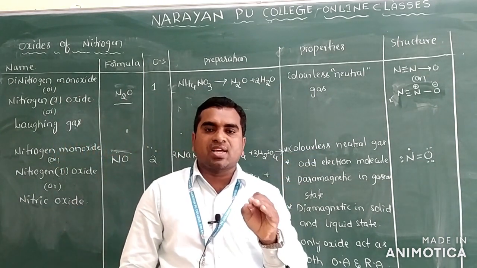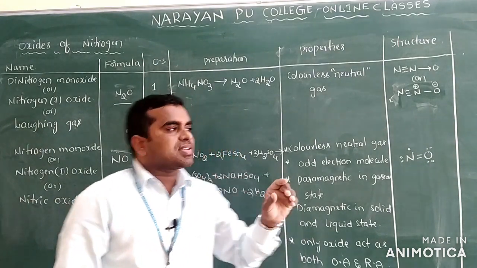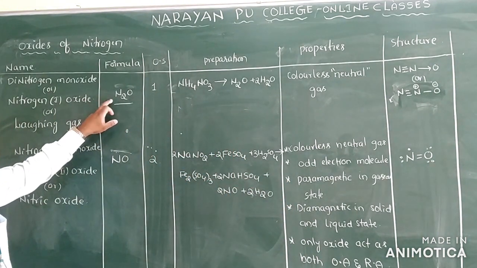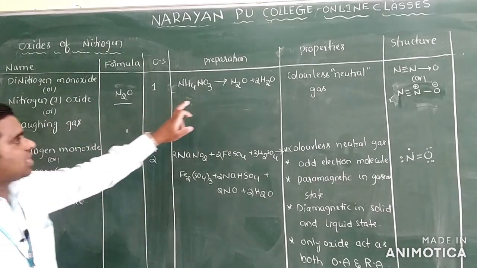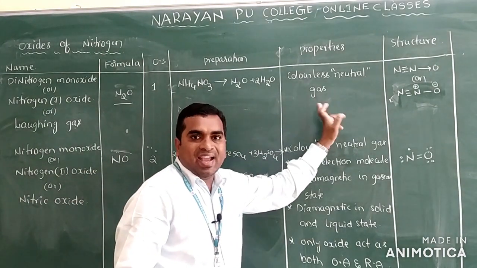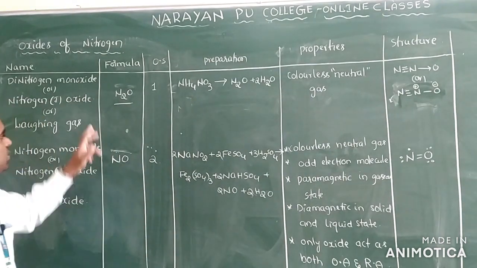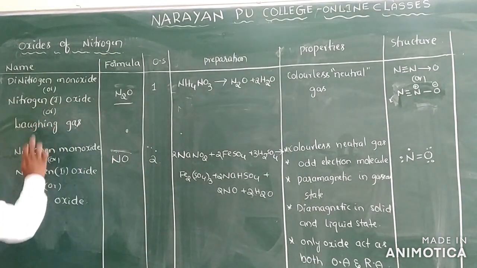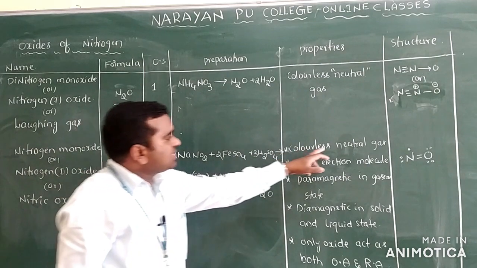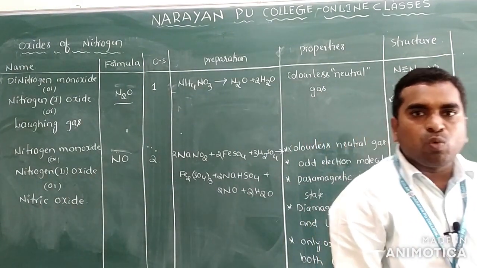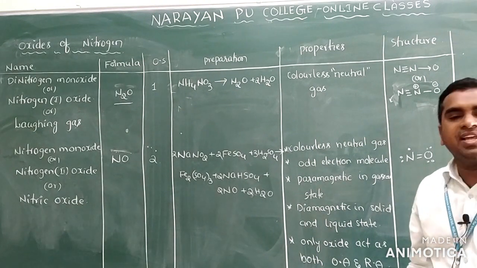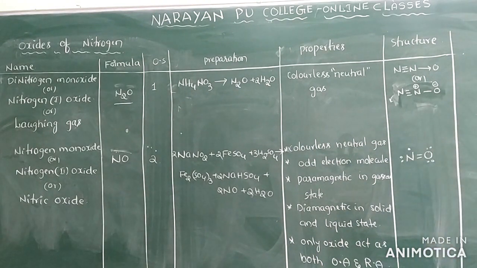Among the nitrogen oxides, nitrous oxide and nitric oxide are both neutral gases. NO is a colorless, neutral gas and an odd electron molecule. Nitric oxide is an odd electron molecule. See the structure here.